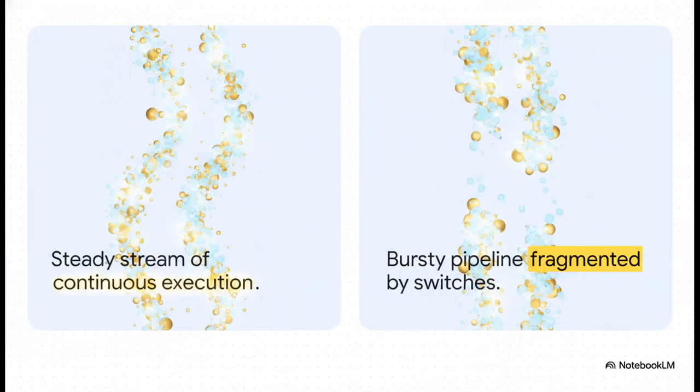Section 3, the throughput versus latency paradox. So why are our systems inadvertently self-sabotaging like this? Well, we've always been told to optimize for maximum requests per second, right? But compare a steady stream of continuous execution against a bursty pipeline that's fragmented by preemptive context switches. By pushing for absolute maximum throughput, we inadvertently force the scheduler to rapidly slice up CPU time. This creates a highly fragmented execution pipeline that ultimately just falls apart under pressure.